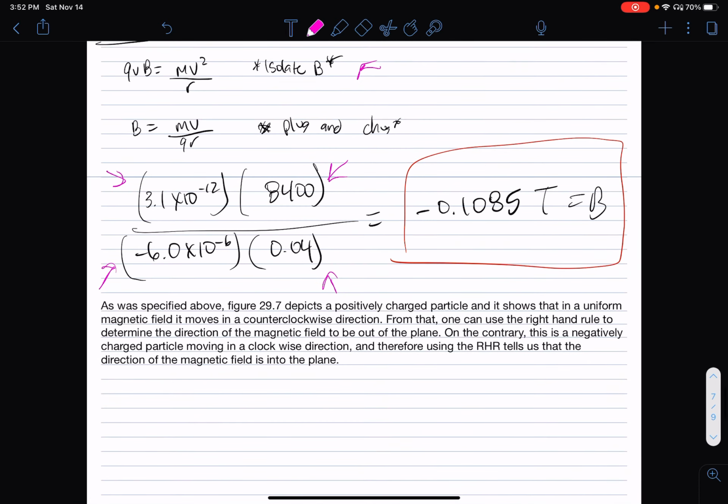When I did that, I got negative 0.1085 Tesla for B.